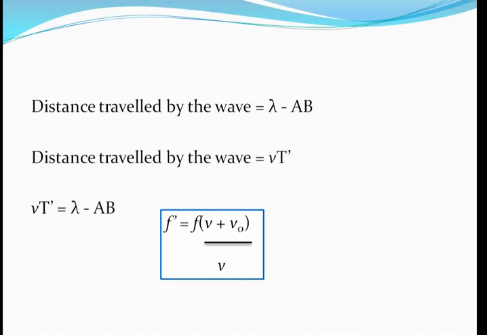Simplifying as in the previous case, we get the frequency experienced by the observer is F into V plus VO divided by V in the case when the observer is moving towards the source with a speed VO. V here is the original speed of the wave, or the speed of sound in case of sound.